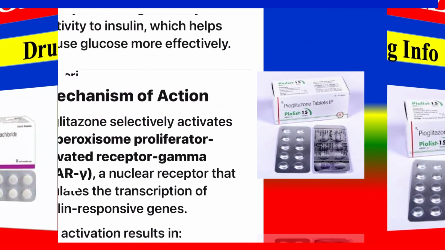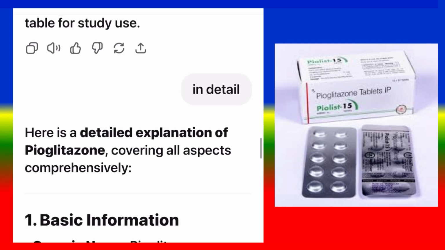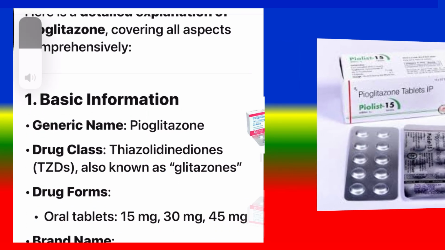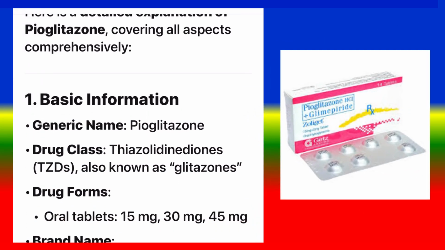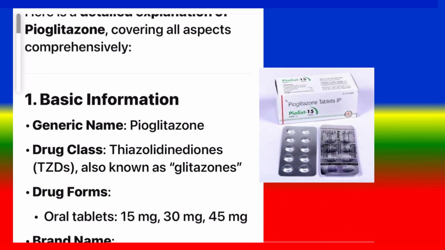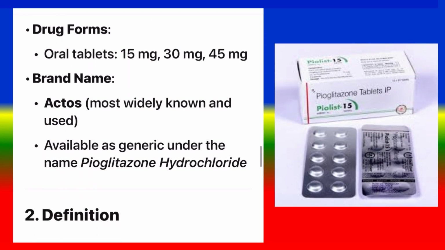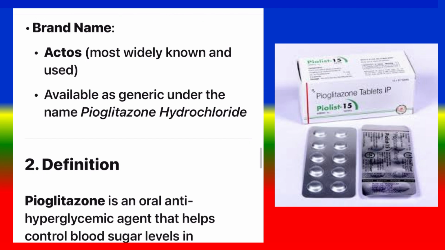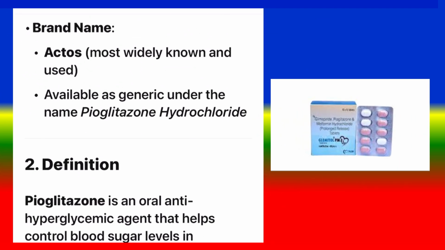Number 1. Basic information. Generic name: pioglitazone. Drug class: thiazolidinediones, TZDs, also known as glitazones. Drug forms: oral tablets, 15 milligrams, 30 milligrams, 45 milligrams. Brand name: Actos, most widely known and used, available as a generic under the name pioglitazone hydrochloride.